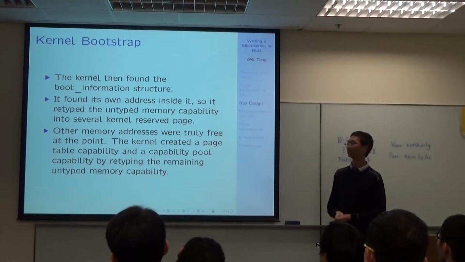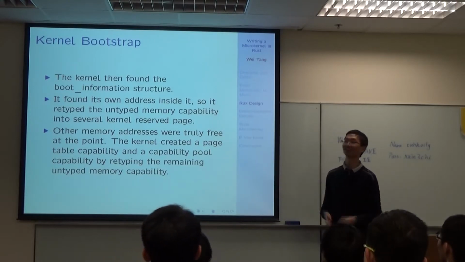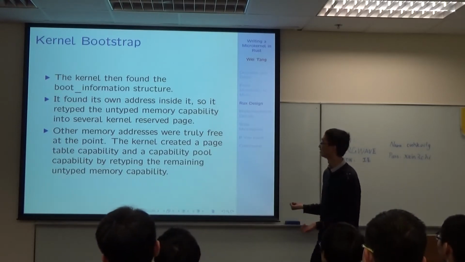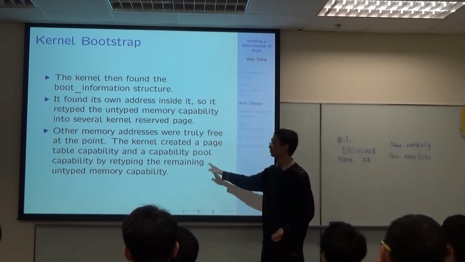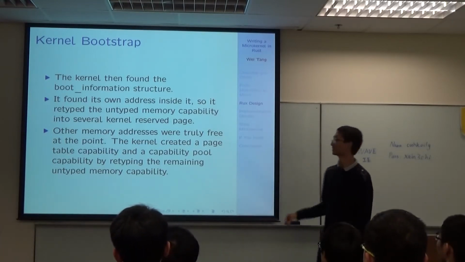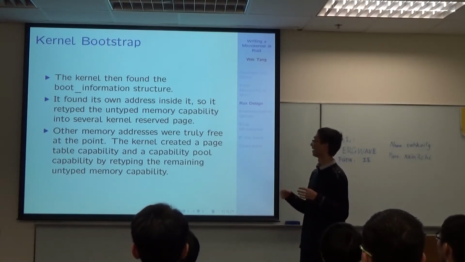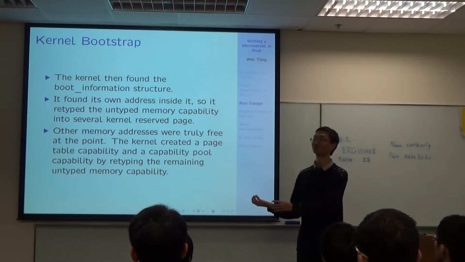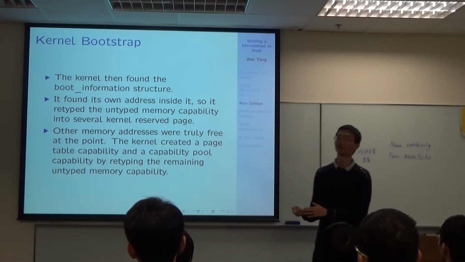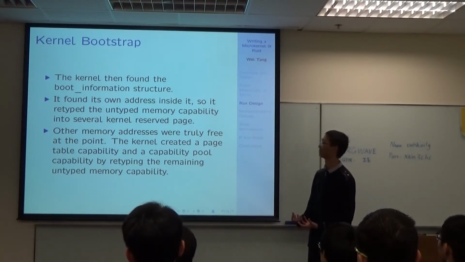So at this point I know the other memory addresses are fully free. I can use them for whatever I want. So I create a capability pool using those untyped memories, and this capability pool capability will actually create a capability pool in some region of the memory area that I know is free because I have this untyped memory.